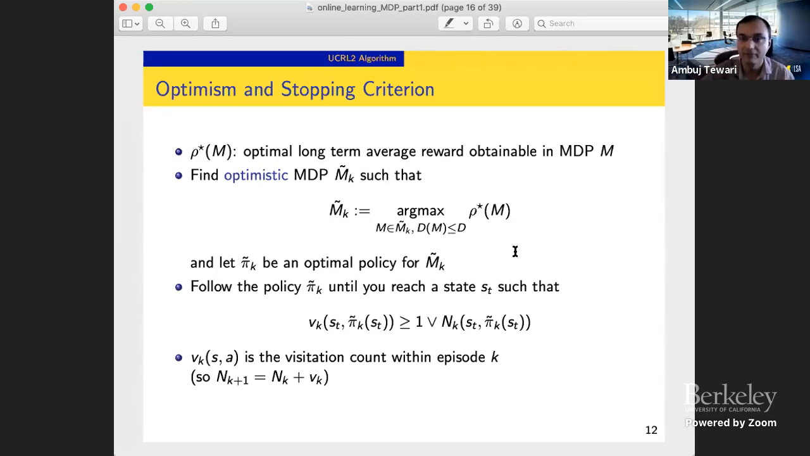its count gets doubled. Okay, so Vk will be the notation for the count within this episode. And once Vk reaches Nk, which was the count just prior to the episode, if it happens for any particular SA pair, I'll say, okay, episode over, start a new episode. And this definition that involves doubling makes sure that the number of episodes will remain logarithmic in time. Okay, so Vk is the visitation count within an episode, and Nk is the count just prior to an episode. So obviously you have the recurrence relation that Nk plus 1 is Nk plus Vk.